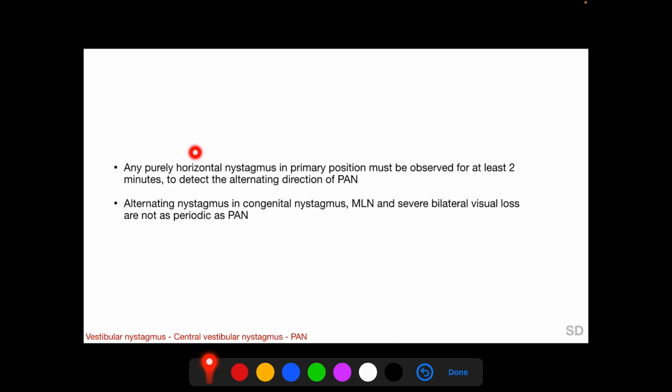If a patient has a purely horizontal nystagmus in primary position, he should be observed for at least 2 minutes so that we do not miss a periodic alternating nystagmus. Congenital nystagmus manifests latent nystagmus, and nystagmus associated with severe bilateral visual loss may also be alternating, but they are not as periodic as periodic alternating nystagmus.